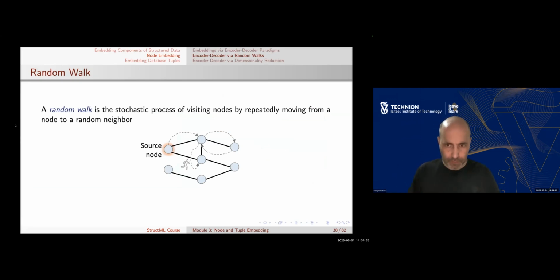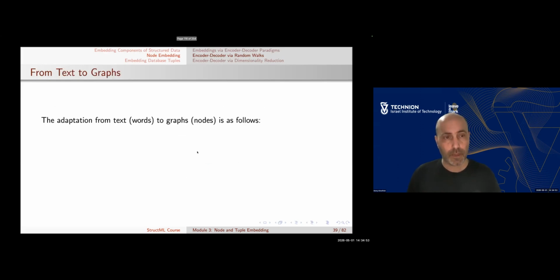Now, how is it related to graphs? In text, we have words. What do we have on graphs? Well, in graphs, we can use random walks. A random walk is basically a walk that you establish by choosing the next step, the neighbor, randomly. You start with a source node, and then you choose randomly, is it this neighbor or that neighbor? You choose randomly the next neighbor, and then the next neighbor, and so on until some number of steps. So you produce a random path.